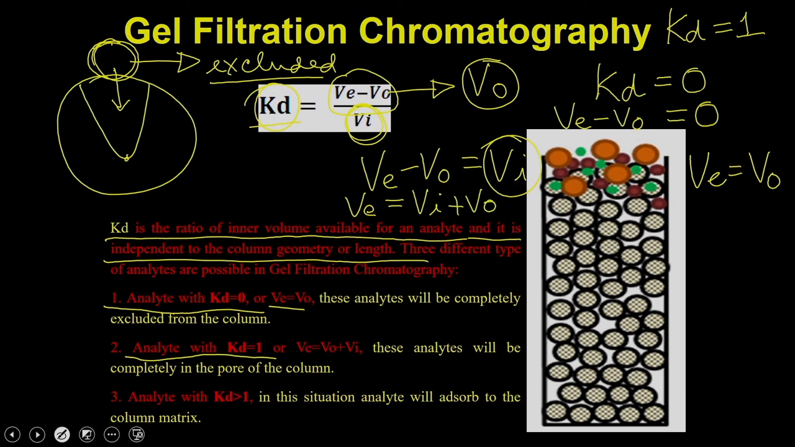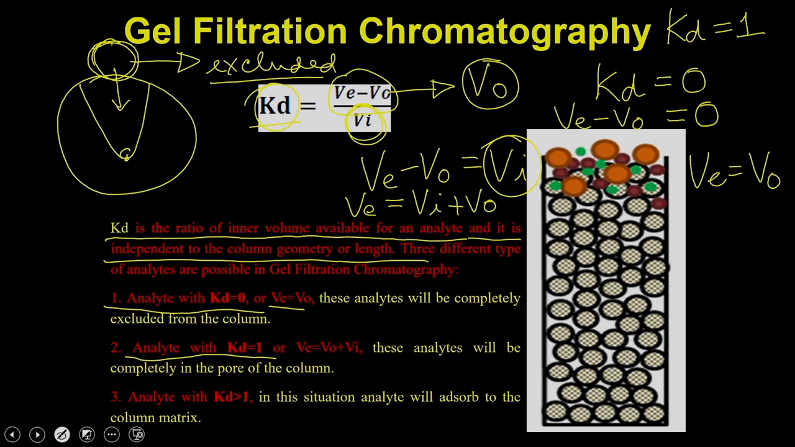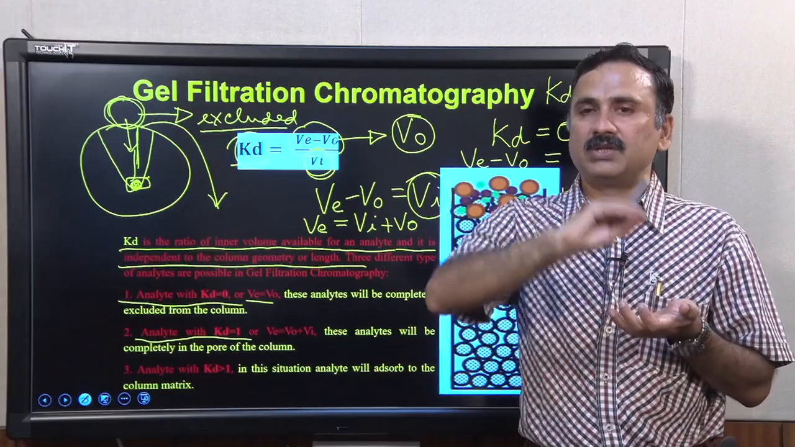Okay. So under what condition can you have the elution volume which is equivalent to the volume of the pore plus the void volume? It means the molecule is sitting at the end of the pore, so it has to travel the VI from top to bottom, and then it has to travel outside as well, which means it has to travel the volume which is present within the pore and outside as well. So the only condition is when the analyte is sitting at the end of the pore and it is going to travel all the way.